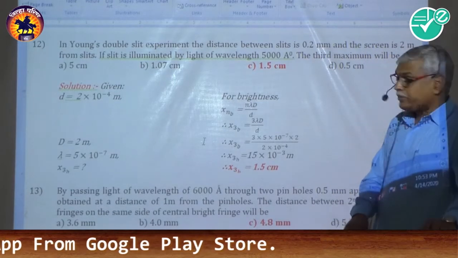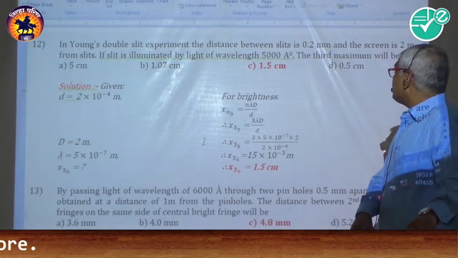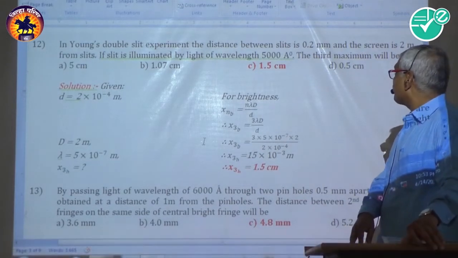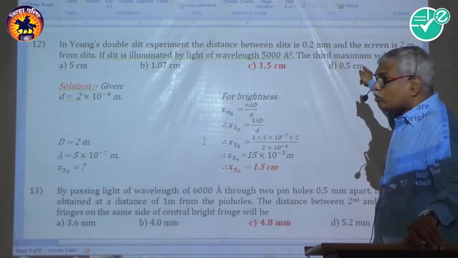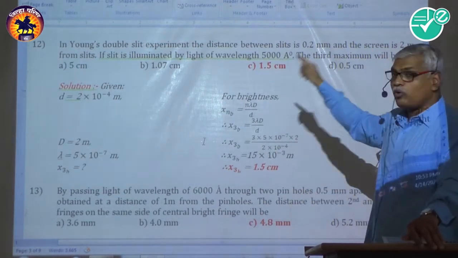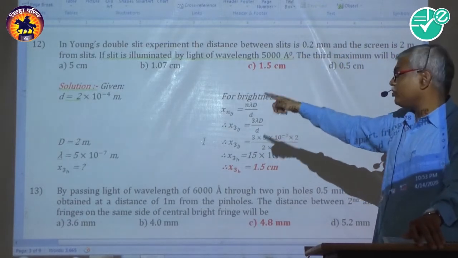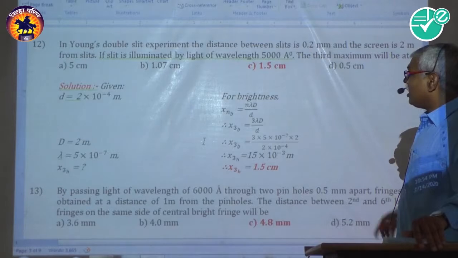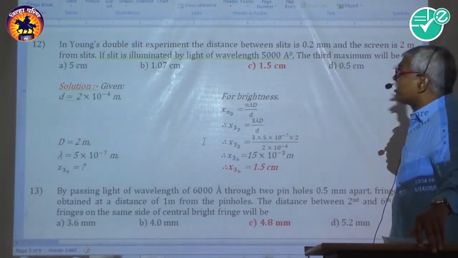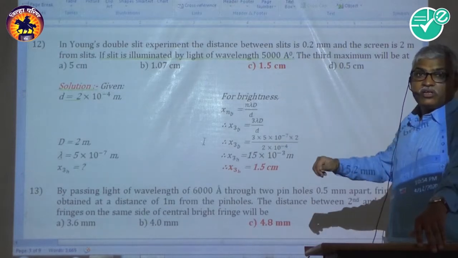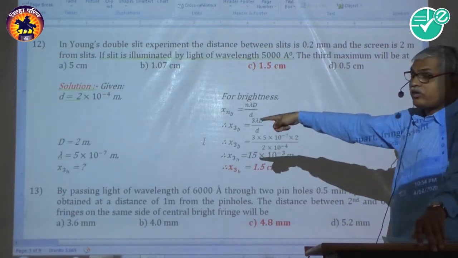In Young's double slit experiment, the distance between slits is 0.2 millimeter. That is, small d is equal to 0.2 into 10 to the power minus 3 meter, that is 2 into 10 to the power minus 4 meter. I have converted it into the SI system. And the screen is 2 meter away from the slits. Distance between slit and screen is capital D. Therefore, capital D is equal to 2 meter.